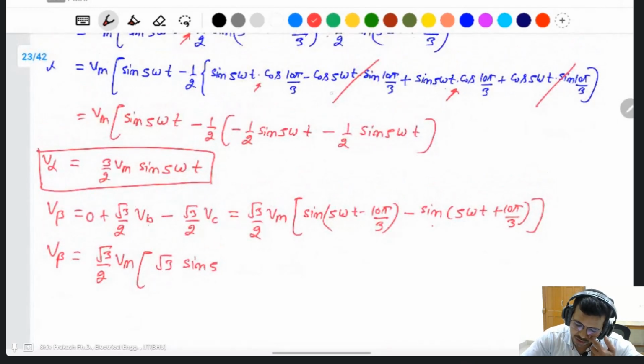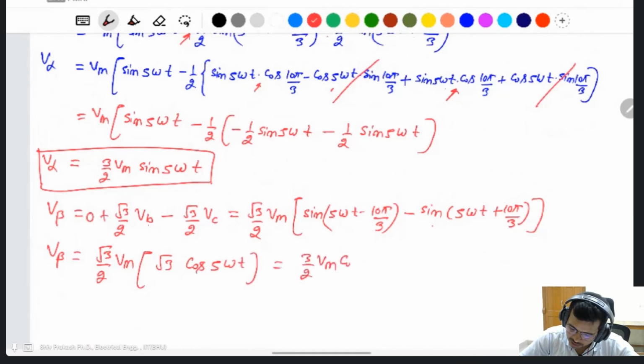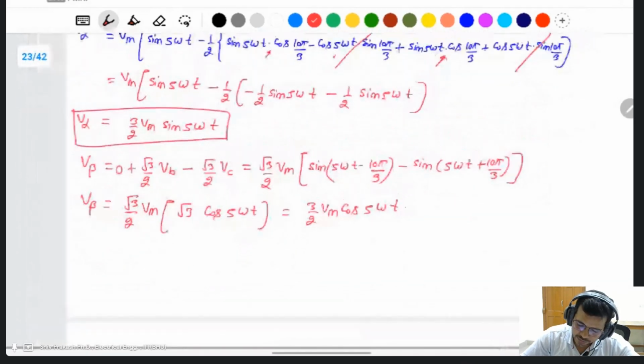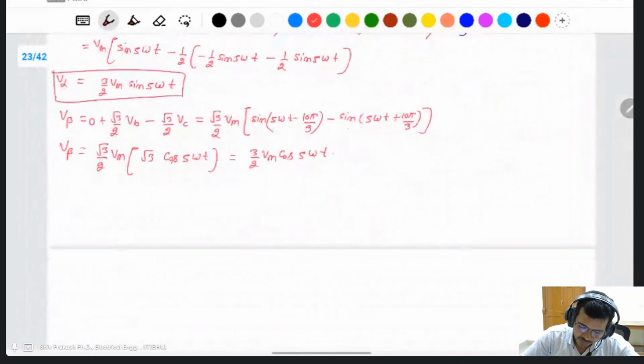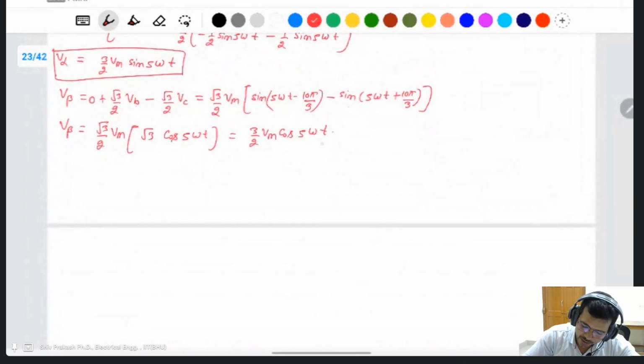Sorry, this is a cos. Sin pi by 3 is root 3, already taken, then cos 5 omega t only remaining here. This will be 3 by 2 Vm cos 5 omega t. This is the V alpha, this is the V beta.